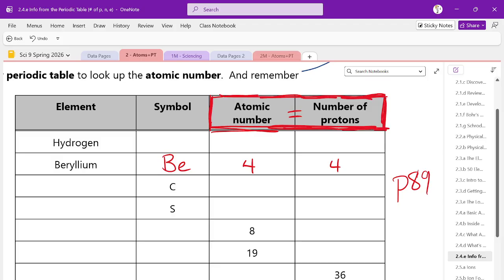Shall we try this one down here, the one with the 8? If the atomic number is 8, what else can we fill in on this table? We can fill in the protons. The protons are also 8. Can you tell me what element is 8? Oxygen. And the symbol for oxygen is O. So that table is going to be really easy to do, okay?